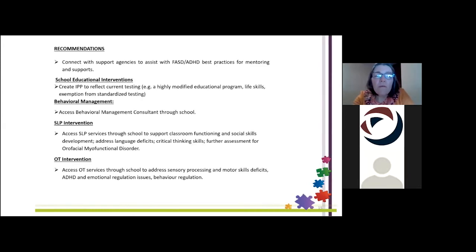We always have case-specific recommendations, and these are to make sure that the support agencies are following FASD best practices for mentoring and supports. We look at school and education interventions, behavioral management, as well as speech language and OT interventions. Often SLP and OT interventions are accessed through the school, particularly if it's a younger child.